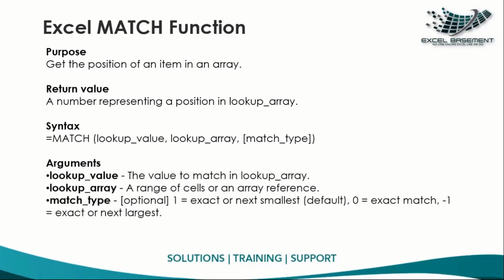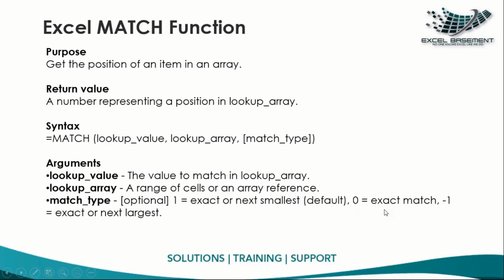So there are three arguments. The first one is the lookup_value, the value to match. This is the necessary information that we need to match in an array. The lookup_array is the range of cells or array reference. We can use named ranges as well. And for the match_type, we have three different match types, so we need to define what kind of match type we will be using. The first is 1, which is the exact or next smallest. That is the default. The second is 0. Zero is used for the exact match.